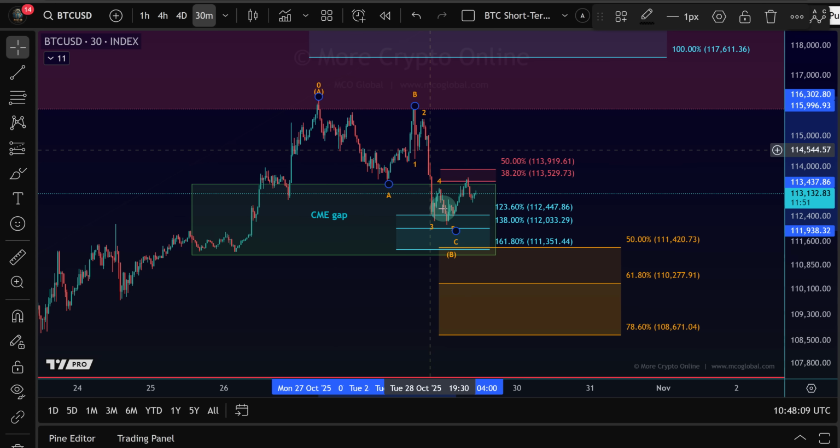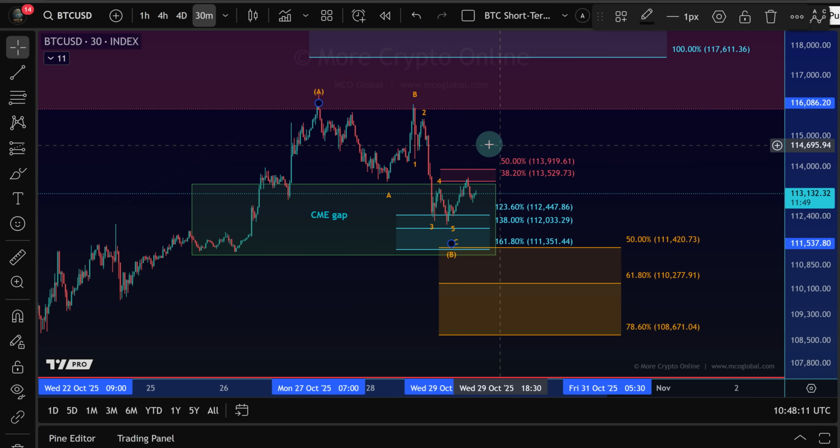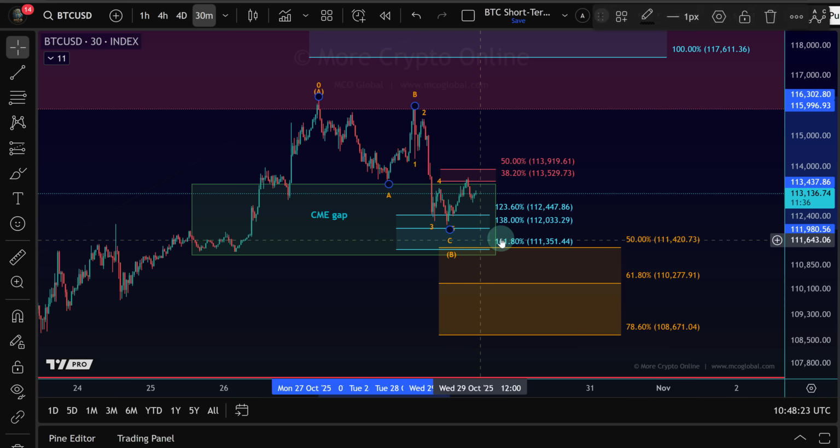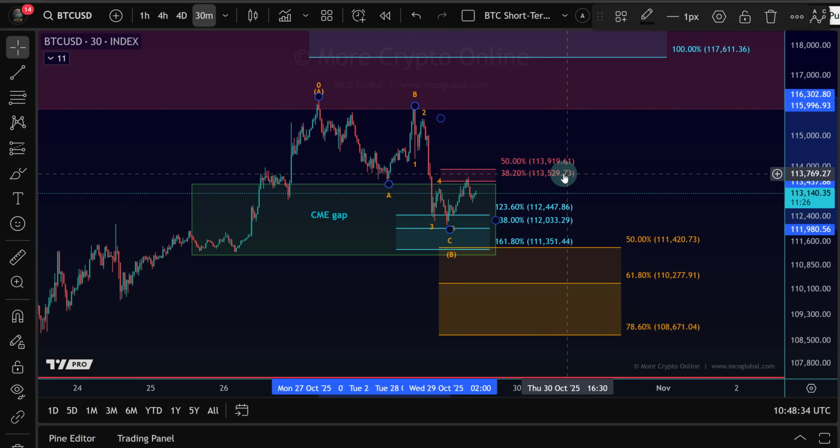With an ABC structure like that, it looks like a flat correction where we have an A wave down, a three-wave move up in B, and then 5 waves down in C. It's a so-called flat correction. And in that flat correction, wave C was supposed to land in this region. Then if we get an impulsive reaction to the upside, we need a break above $113,529 to $113,919 to signal that a low is in.